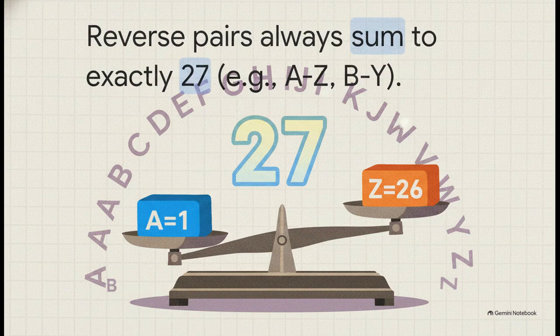Alongside EJOT, you really need to understand reverse pairs: A and Z, B and Y, C and X. The massive shortcut here is that the numerical position of these pairs will literally always sum up to exactly 27. A is 1, Z is 26, total is 27. B is 2, Y is 25, total is 27. You get the idea. If a code requires you to find the reverse of a letter, just subtract its position from 27. Honestly, it saves an incredible amount of mental energy on test day.